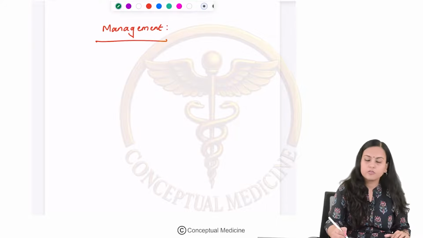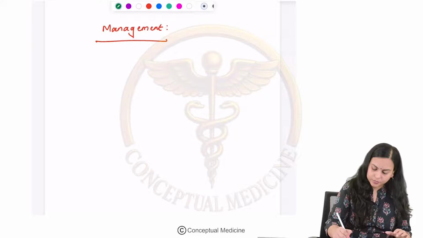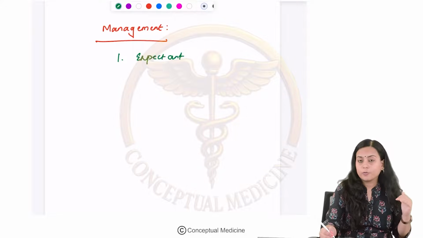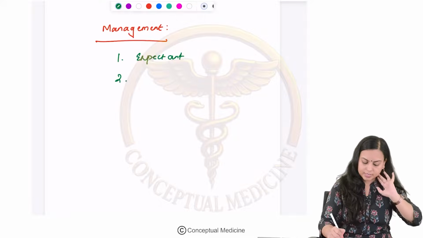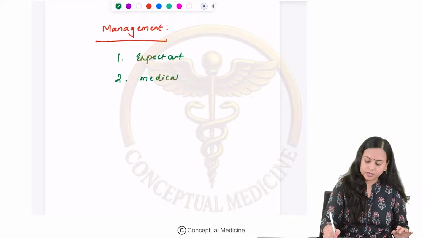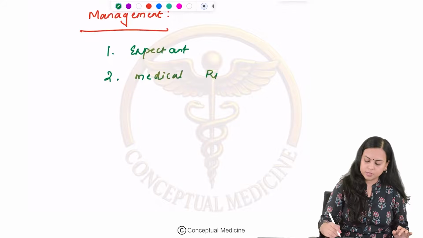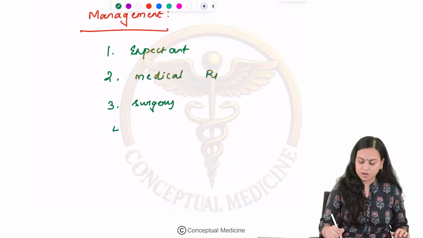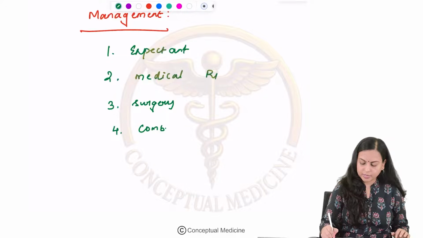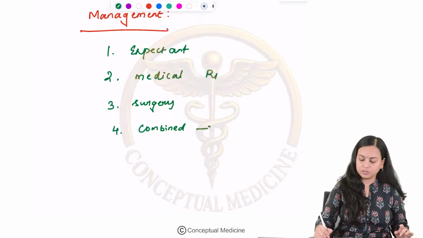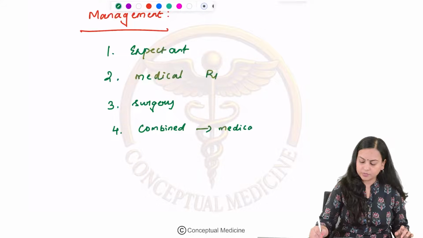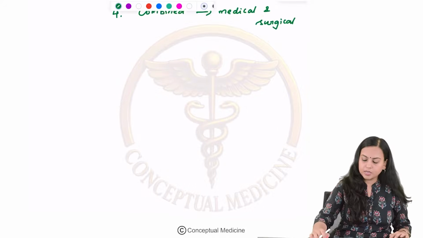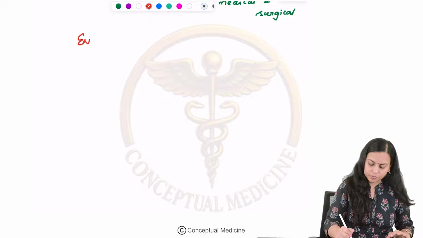The options for management of endometriosis will include: number 1, you can give an expectant management where you are only going to observe. Second one, you can give medical treatment with hormones. You can even offer surgery which can be conservative also. Then you can give both medical as well as surgical treatment. Clear?